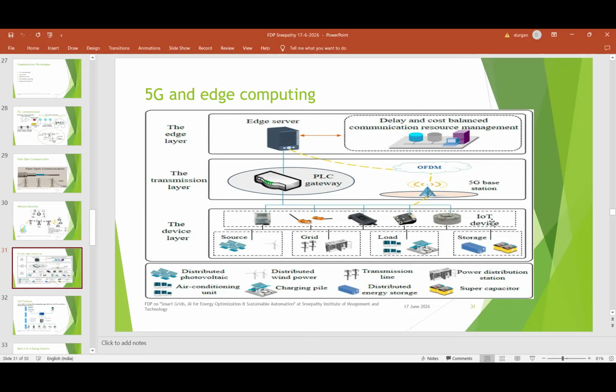Next is the transmission layer. Here it carries the communication networks. Okay, so communication networks are present in the transmission layer. Then the edge layer. The edge layer processes data and it can make decisions. So it is the main device management layer.